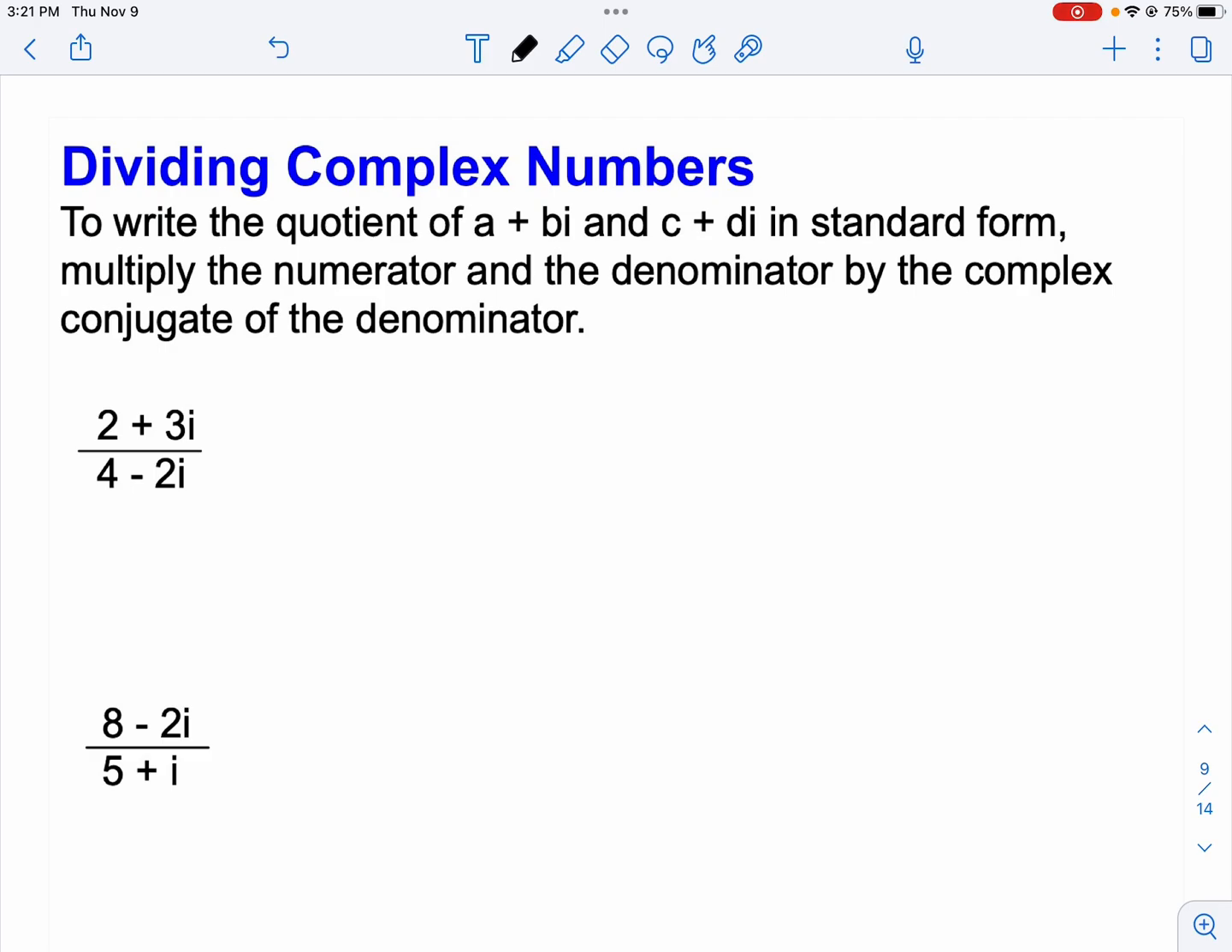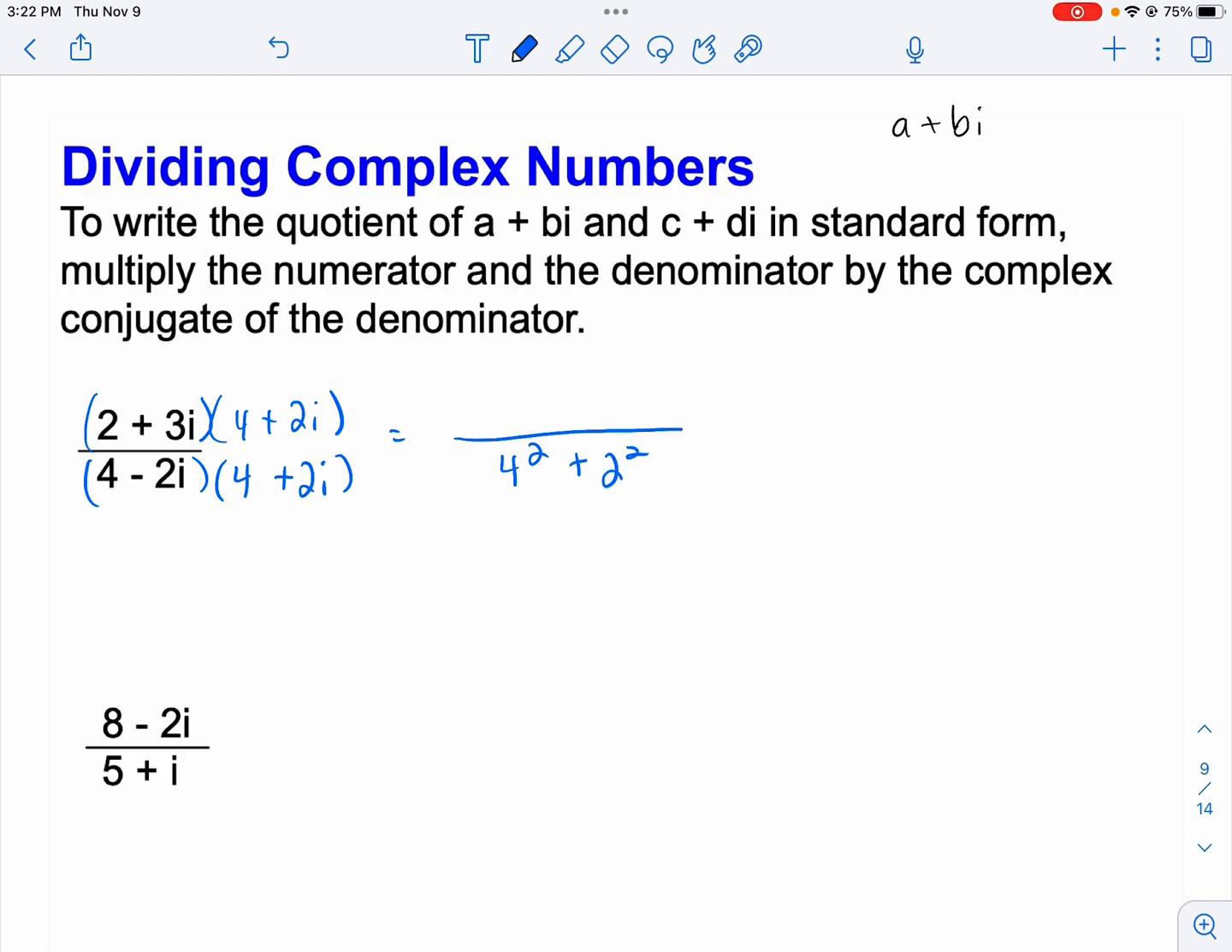Multiplying the complex conjugate is important when learning how to divide complex numbers, because in order to write the quotient in standard form, remember standard form is just a plus bi, you are going to multiply the numerator and the denominator by the complex conjugate of the denominator. So we'll start with the denominator. The complex conjugate of the denominator would be 4 plus 2i. Whatever I do to the bottom, I have to do to the top. Remembering from the last slide, in order to multiply the complex conjugates, you can just do a squared plus b squared. 4 squared plus 2 squared.